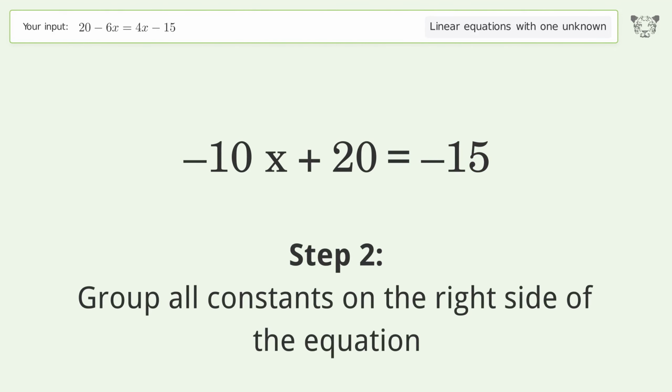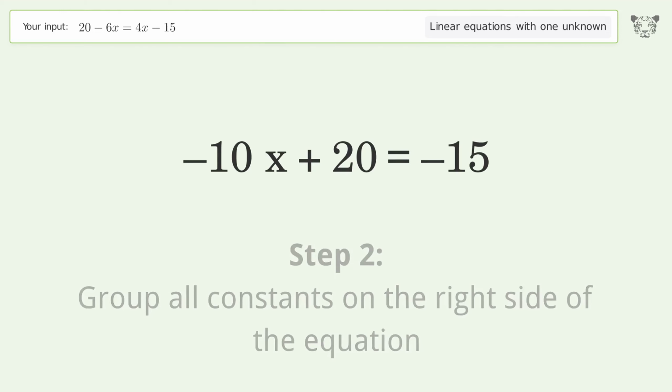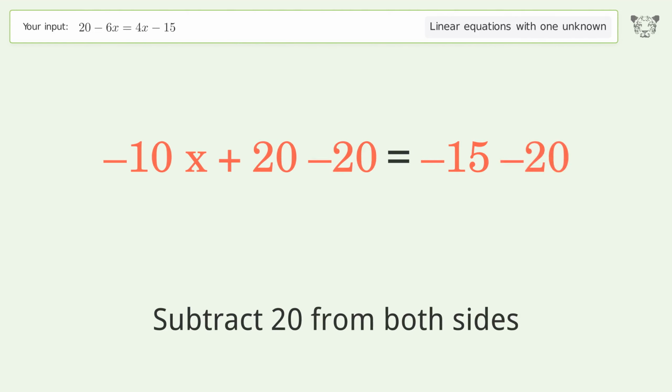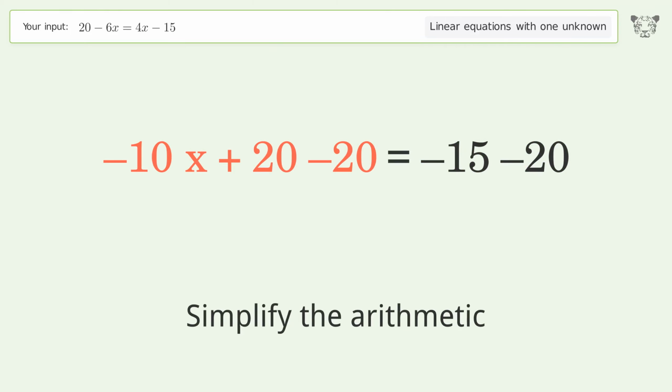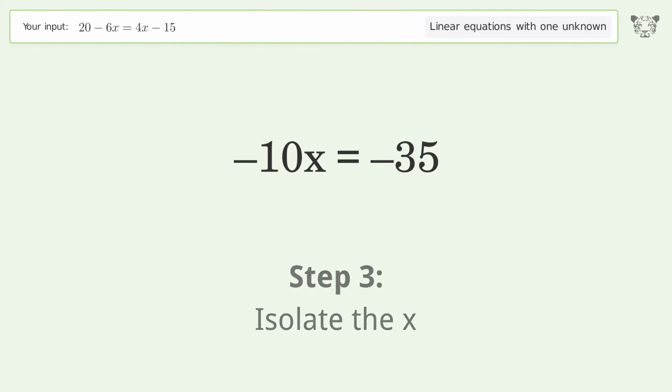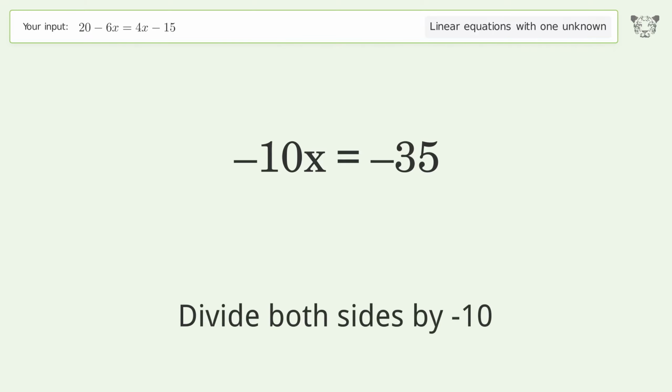Group all constants on the right side of the equation. Subtract 20 from both sides. Simplify the arithmetic. Isolate the x. Divide both sides by -10.